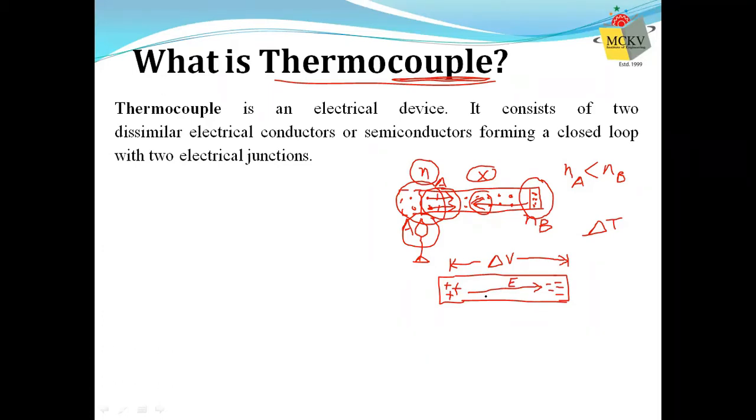So even in a single conductor, if you keep one end hot and the other end cool, you will create a potential difference. But the whole point is, how do you measure the potential difference? In order to measure it, you need to connect it to a voltmeter. But to connect it, you need another metal at this connection. This is where you are making a thermocouple.